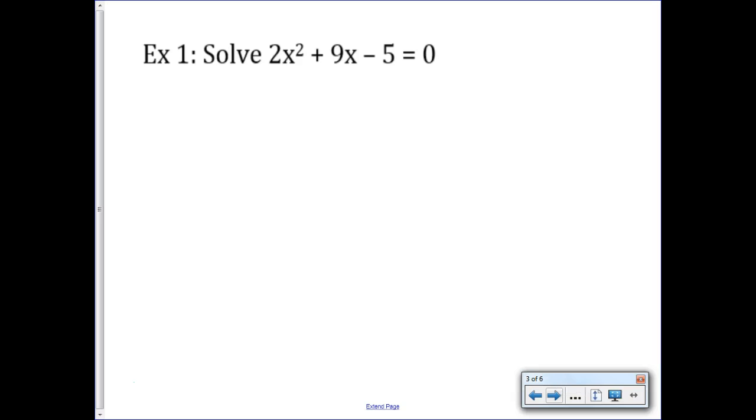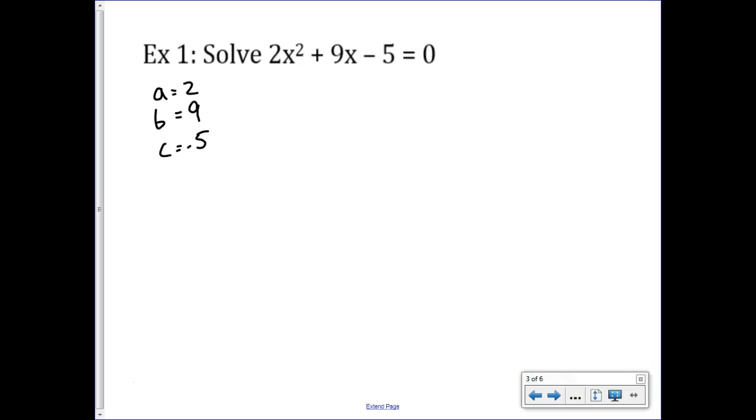Okay, solve 2x squared plus 9x minus 5 equals 0. And we're solving using the quadratic formula today. So a is your value in front of your x squared, so it's 2. B is 9. And c is negative 5, since we have a minus 5 there.